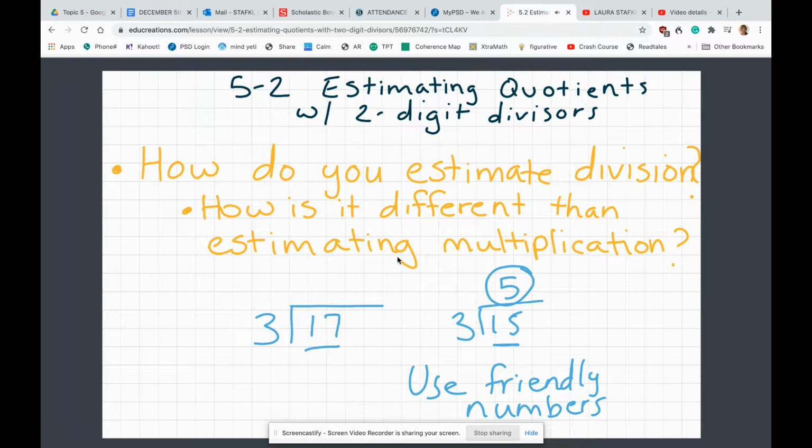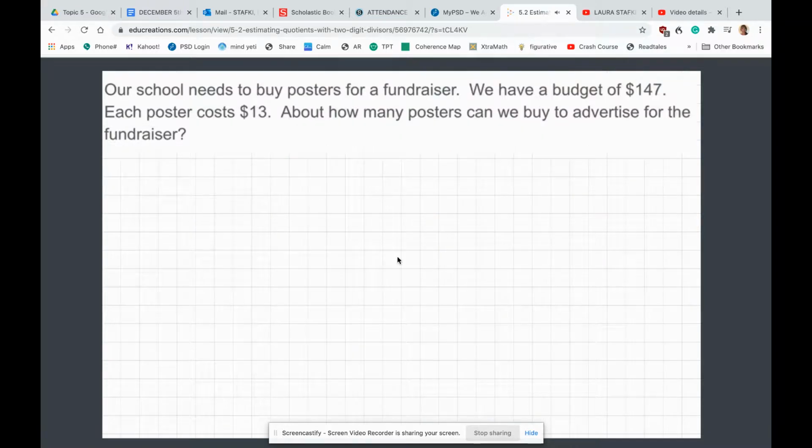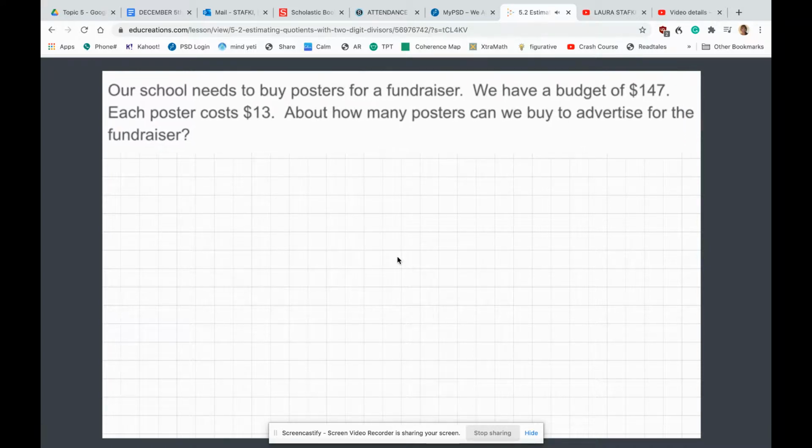Okay, are you ready to get harder? All right, here's my math problem. Our school needs to buy posters for a fundraiser. We have a budget of $147. Each poster costs $13. Make sure you always see an estimate about how many posters can we buy to advertise for the fundraiser.